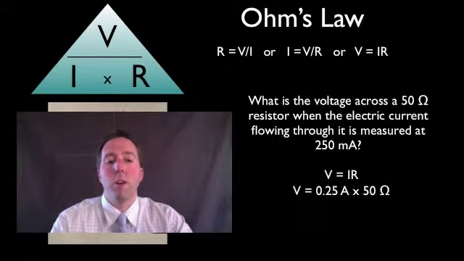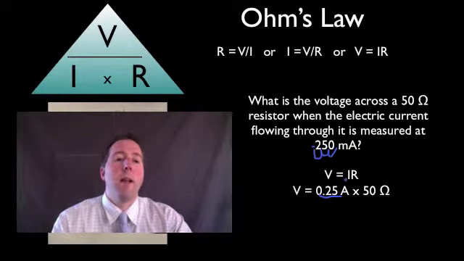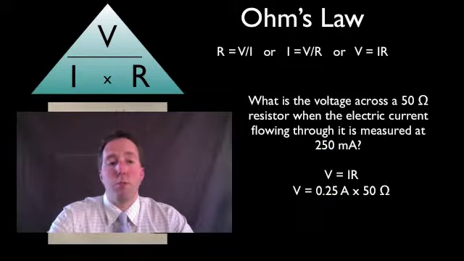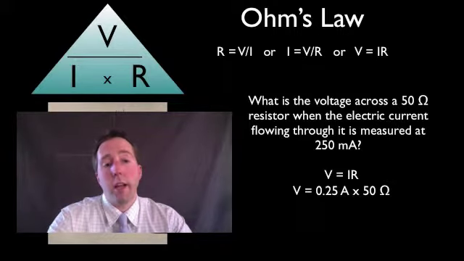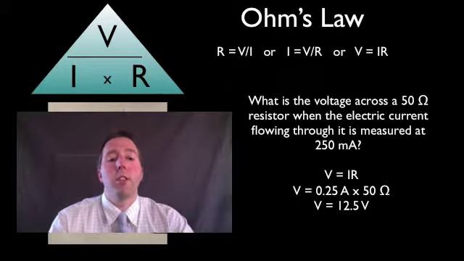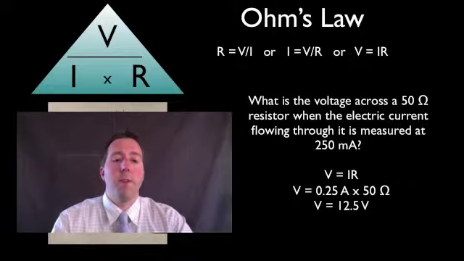So here, what's my voltage? Well, my current is 250 milliamps. A milliamp is a 1,000th of an amp, so I have to move my decimal point 1, 2, 3 places to make it 0.25 amps. So 250 milliamps is 0.25 amps. And we know that the resistor is a 50 ohm resistor. So voltage is equal to 0.25 amps times 50 ohms. And what does that equal? Well, if you use a calculator, the voltage equals 12.5 volts.